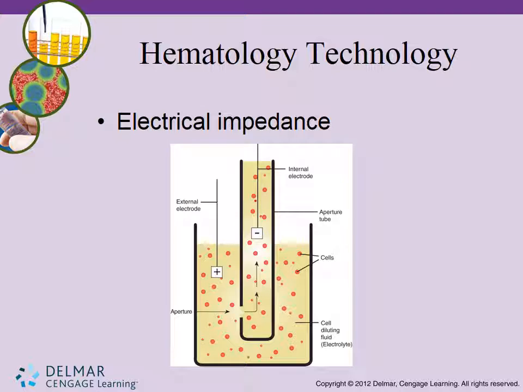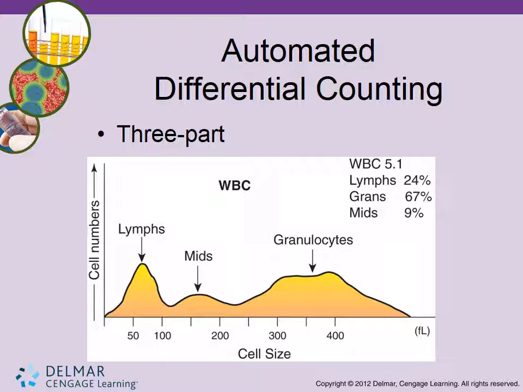Your electrical impedance analyzers produce a three-part differential. The three-part differential is lymphocytes, monocytes, and granulocytes. And here is an example of a histogram showing a three-part differential: your lymphs, your monos, and your granulocytes.